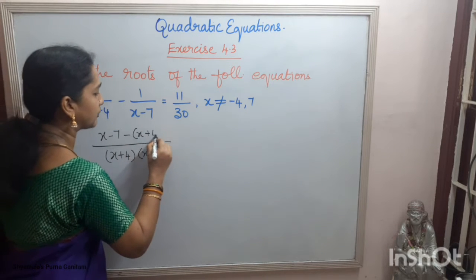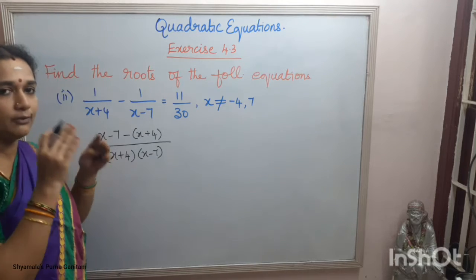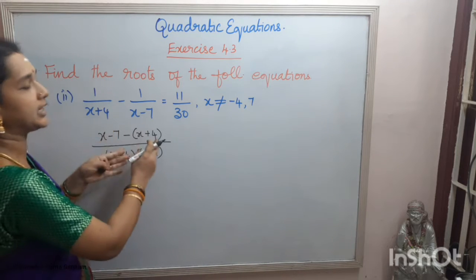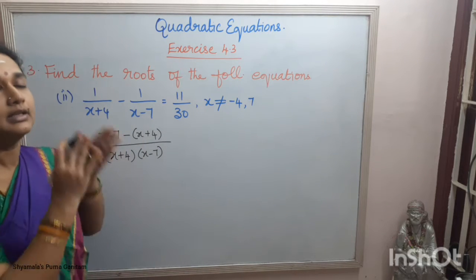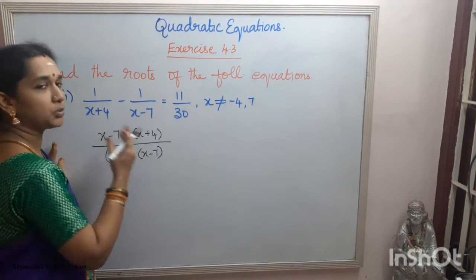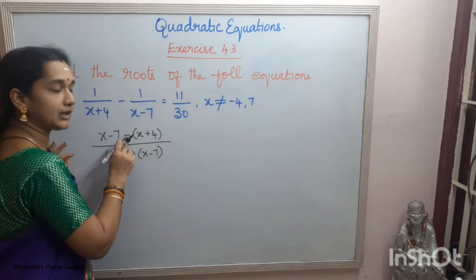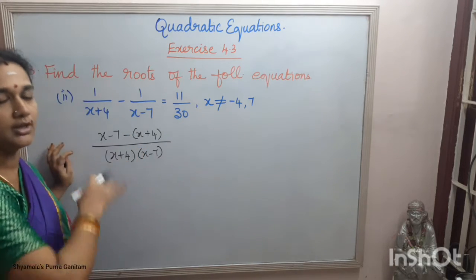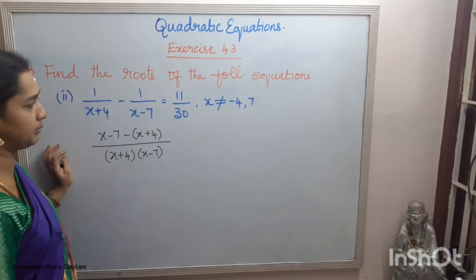So be very careful in writing the negative sign. If you are having a negative sign, definitely it has to be written within brackets. If you forgot to write the bracket, what will happen? You will take this negative sign only to this x value. So the whole sum will become wrong.